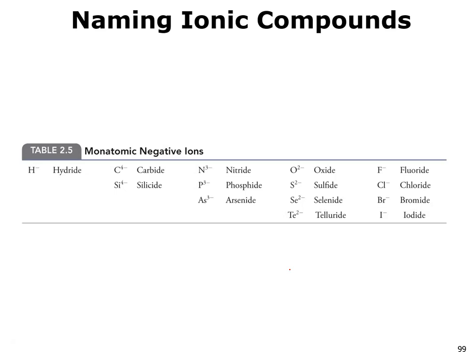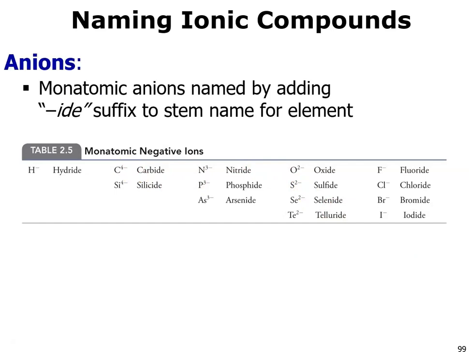So here's a table of some of the typical negative ions that can form. Hydride. Typically we think of the hydrogen ion as being positive, a proton, but it is also possible to have a hydride anion. Carbide, silicide, nitride, phosphide. This -ide ending tells us that it's a negative ion. So anions, we're going to use the monatomic anions named by adding that -ide ending to the element.